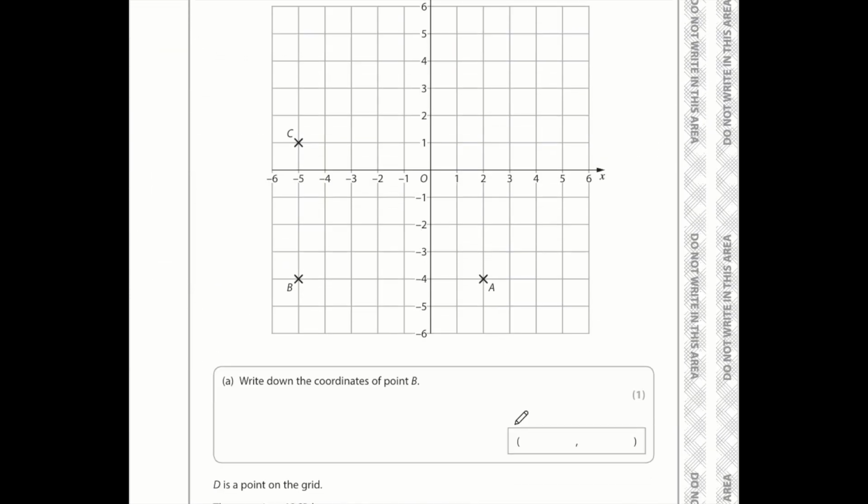Okay, so we want the coordinates of point B. So remember that we need to go horizontally along first. So we're going along to -5 and then down to -4. So the coordinates are -5, -4.